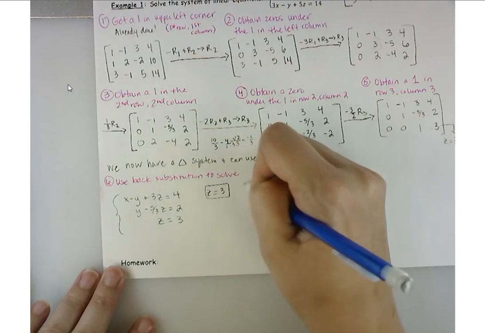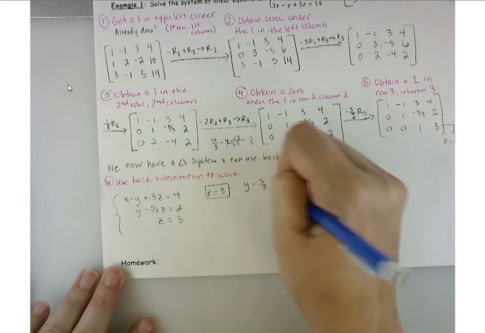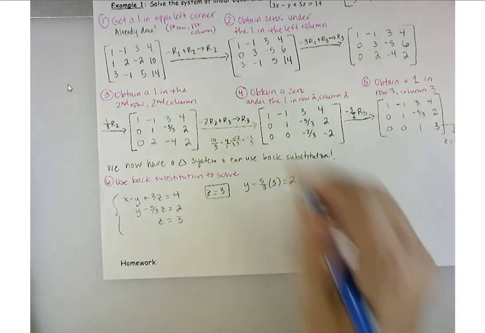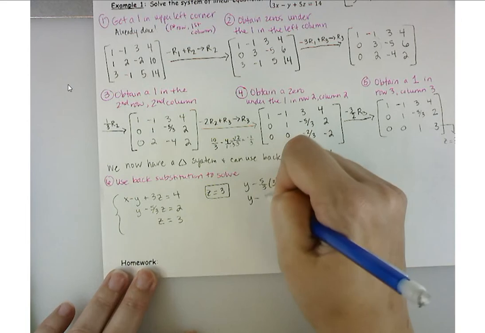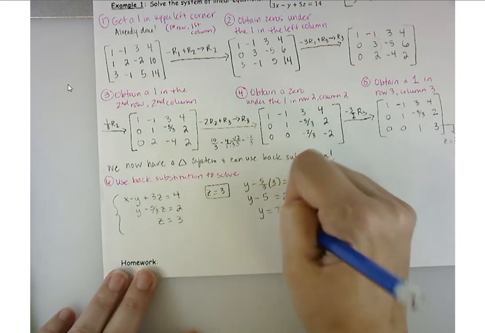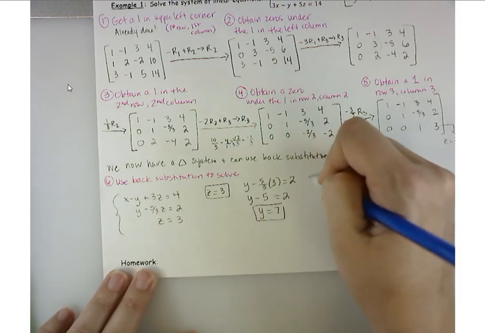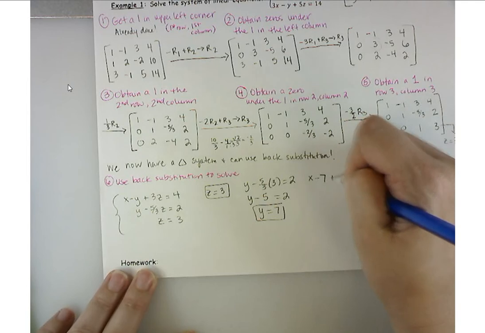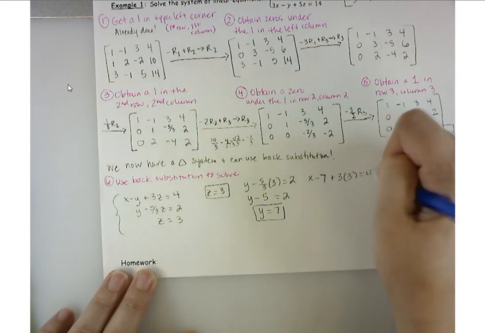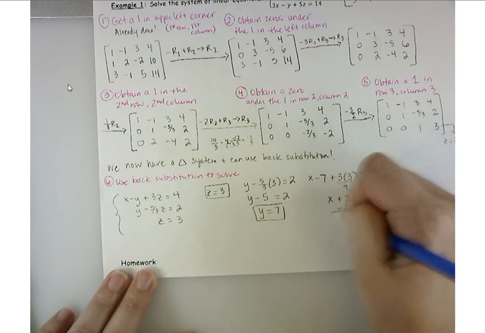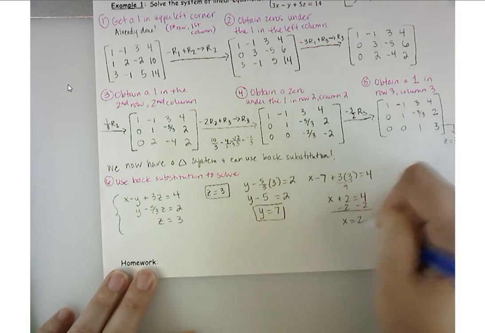So then I'm going to do y minus 5 thirds times 3 equals 2. And this is nice because 5 thirds times 3 is going to be what? 5. So it would be minus 5 equals 2. So then I'm going to add 5 to both sides to get 7. And then I'm going to have x minus 7 plus 3 times 3 equals 4. So this is going to be 9. Negative 7 plus 9 is 2. So if I subtract 2 from both sides, I'll get x equals 2.